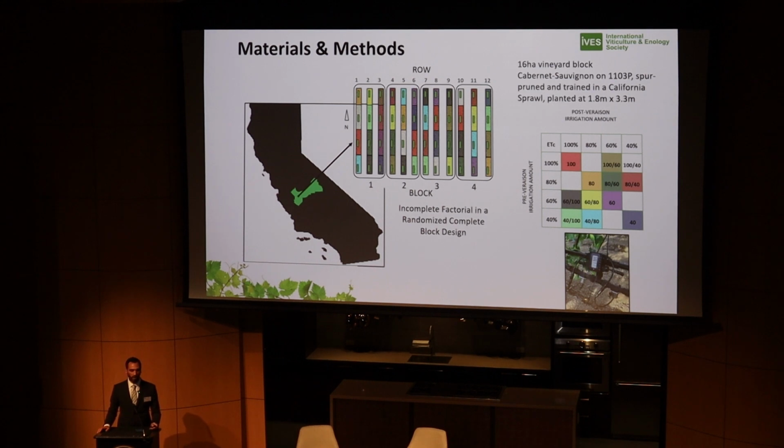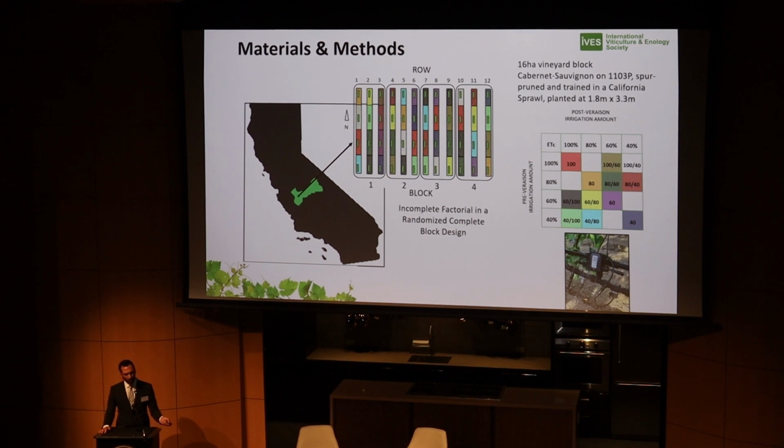So what we did is that we implemented one of the largest irrigation trials, I think, in the world. There's 12 different irrigation treatments in the same vineyard block that was done with variable rate irrigation systems. And so 12 different treatments, which are different amounts of water before veraison and after veraison, and on 4 replicates per treatment itself. The system is an incomplete factorial design in a randomized complete block design, totaling 16 hectares or 30 acres of vineyards, Cabernet Sauvignon on 1103P, and also that comes from the Central Valley, like the west side.